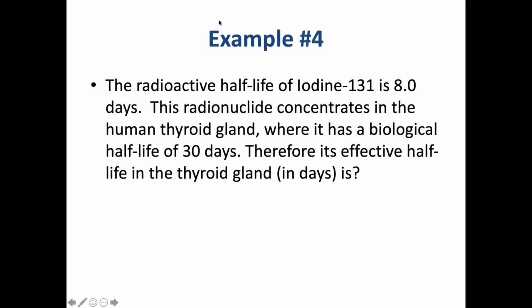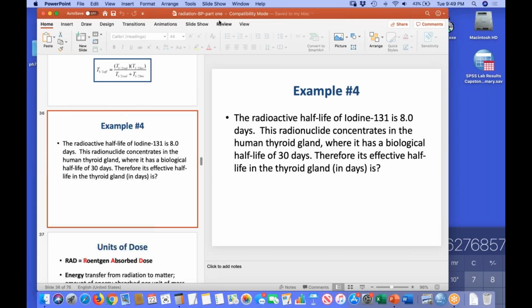So if we have an example of this, the radioactive half-life of iodine-131 is 8 days. Thank you for not adding digits to that. This radionuclide concentrates in the human thyroid gland, where it has a biological half-life of 30 days. It's going to hang around the thyroid with a half-life of 30 days. What is its effective half-life in the thyroid gland in days? Okay, so let's calculate that.